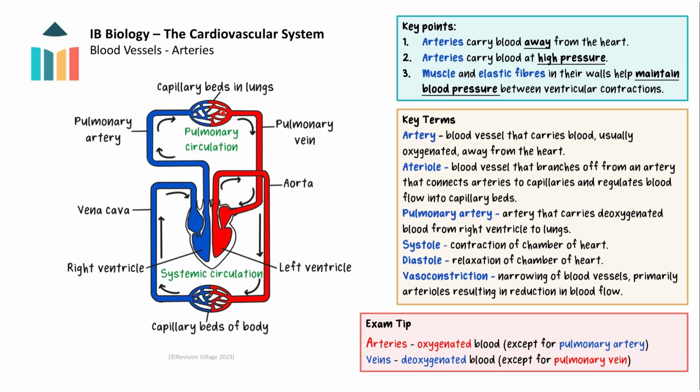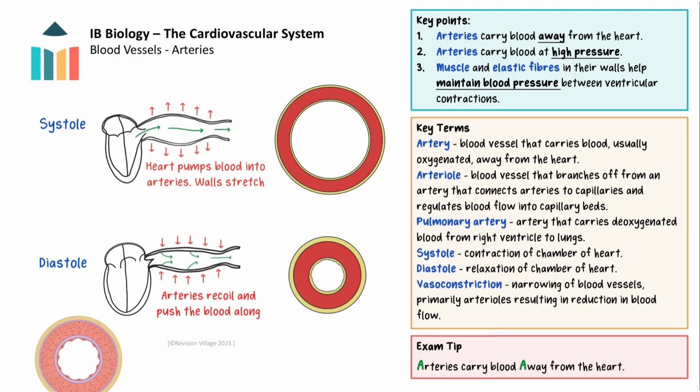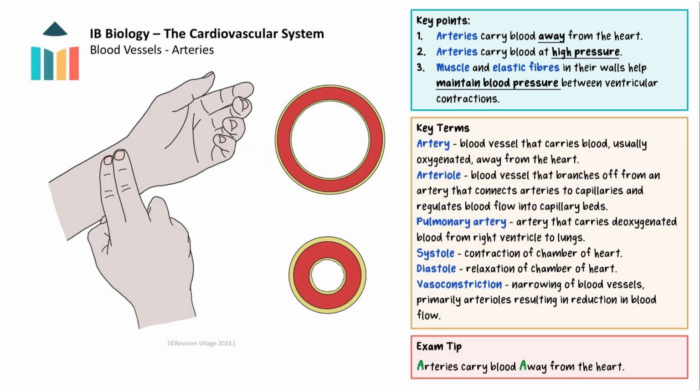so that carbon dioxide can diffuse out of the blood into the alveoli and oxygen can diffuse from the alveoli into the blood. As the heart contracts and pushes blood into the arteries, the pressure inside the arteries increases. The arteries are prevented from bursting due to the thick layer of muscle and elastic fibres, which can stretch as the blood enters and then recoil as the heart relaxes. Try to remember that the term systole refers to the contraction of the heart and diastole refers to the relaxation of the heart. The recoiling of the artery during diastole helps push the blood along. The stretching and recoiling is what we feel as our pulse.